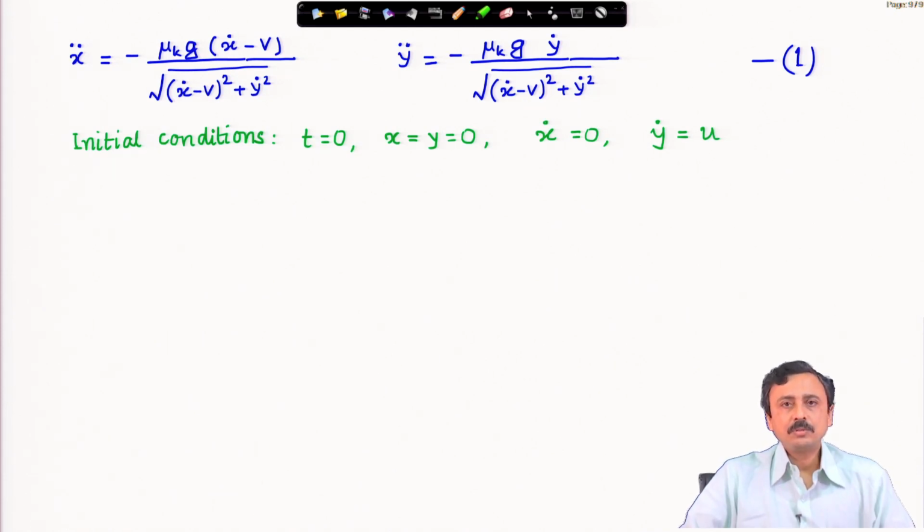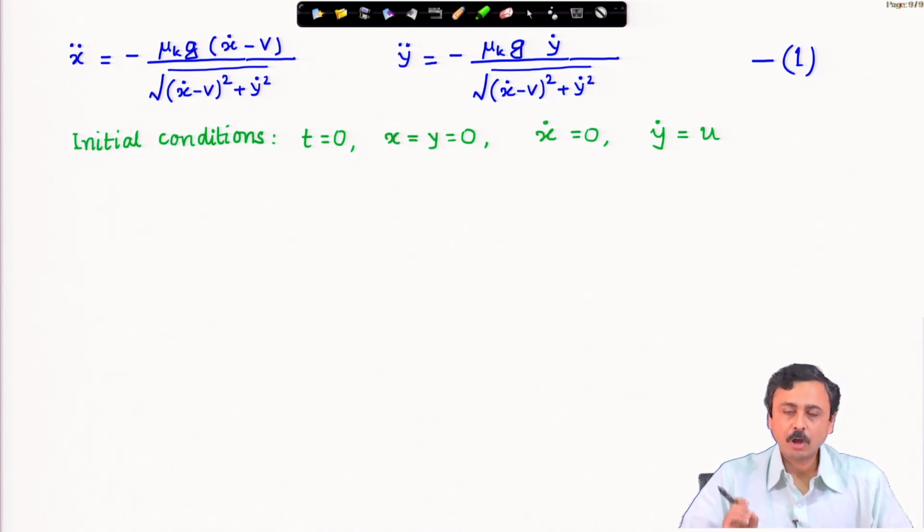Now, these are two second order ordinary differential equations, therefore, we require 4 initial conditions. At time t equal to 0, it started at the origin of the coordinate system, therefore, x and y must be 0, and the velocities, the x velocity was 0, but y velocity was u. This was the velocity that the person from the platform launched this particle onto the belt with.